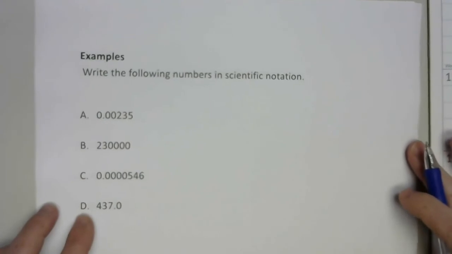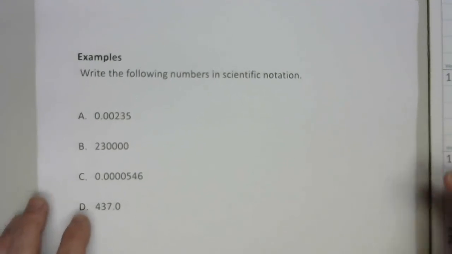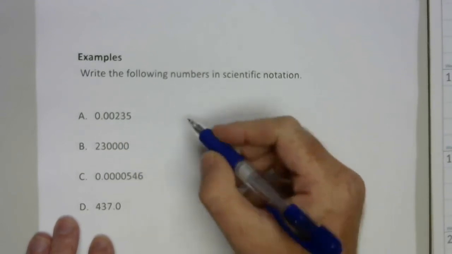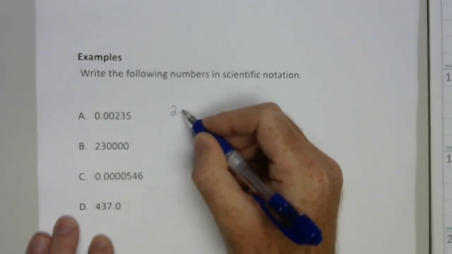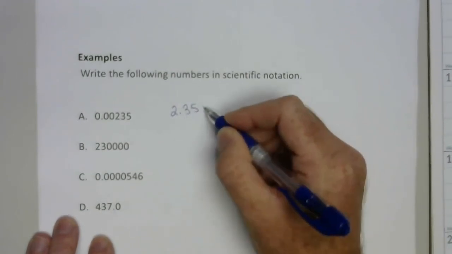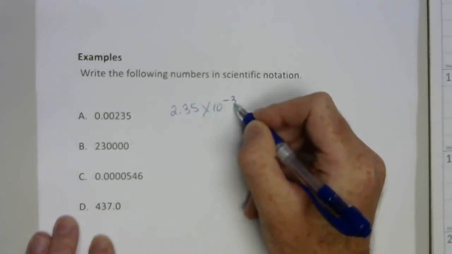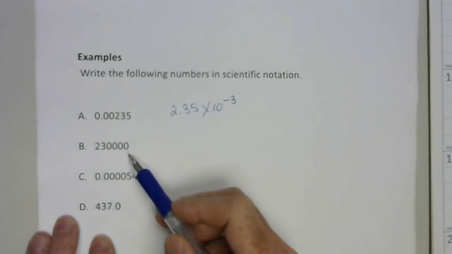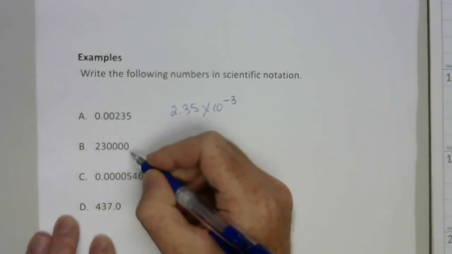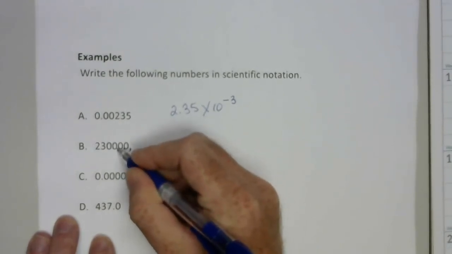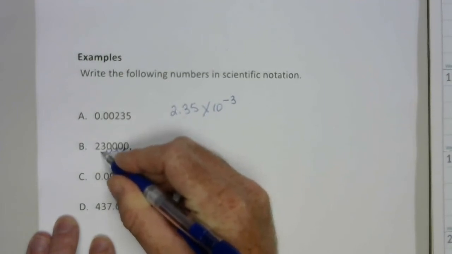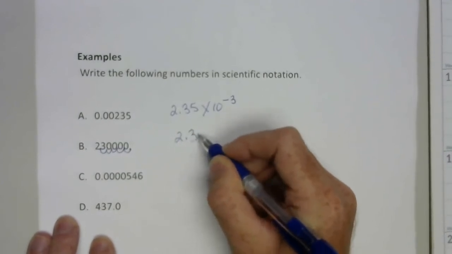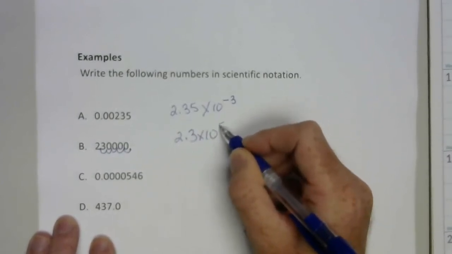So we want to write these numbers in scientific notation. If we notice we got 1, 2, 3 places to the right, so that's going to be a negative exponent, so 2.35 times 10 to the negative third. Here, this is a large number, so it's going to be a positive exponent. The decimal place is there, 1, 2, 3, 4, 5. So it's going to be 2.3 times 10 to the positive fifth.